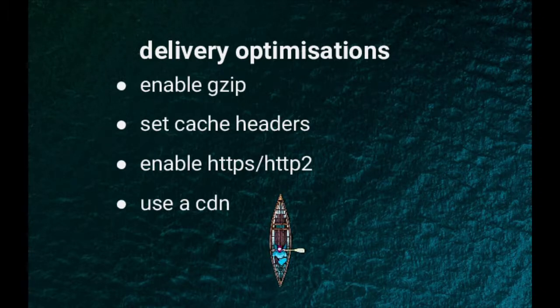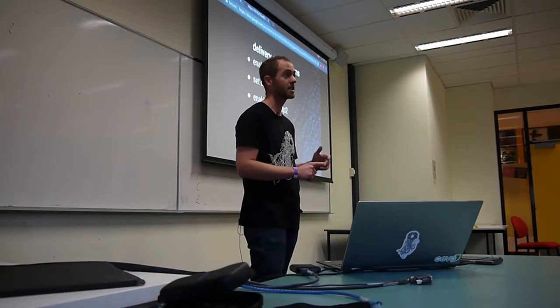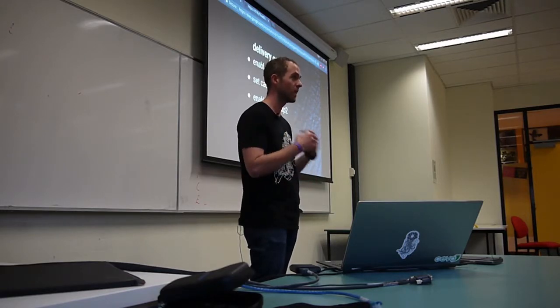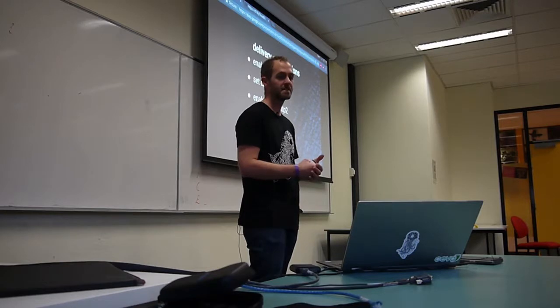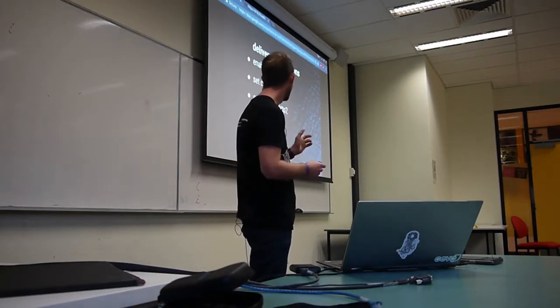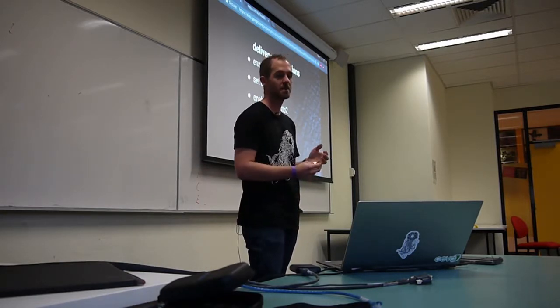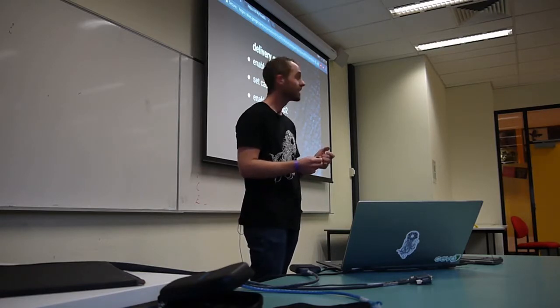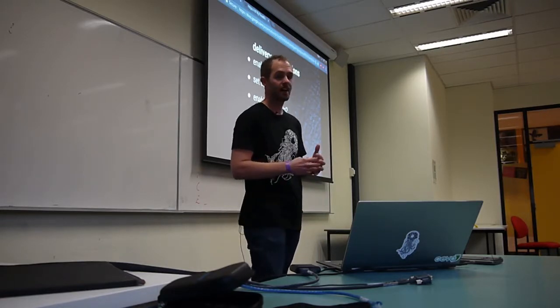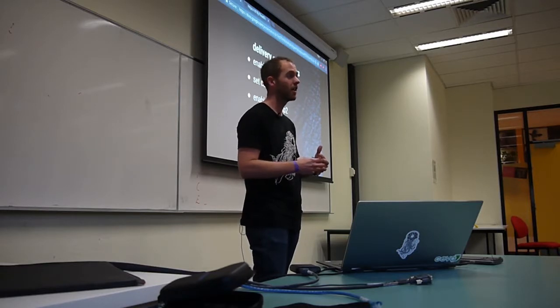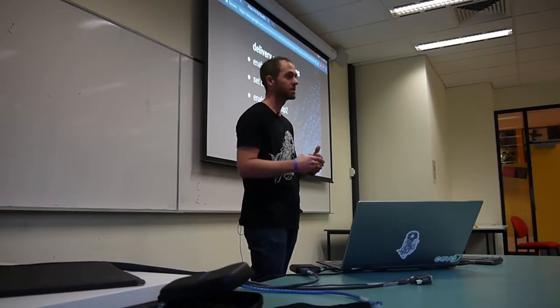Delivery optimizations. Gzip your stuff. This is a really old one. Only 60% of the compressible content on the internet is actually being compressed. This is just waste that's going out there, which makes me sad. These stats are all from HTTP Archive, which I mentioned earlier. You want to set the cache headers. Only 50% of cacheable resources have headers set. The quickest request is one that doesn't need to be made.